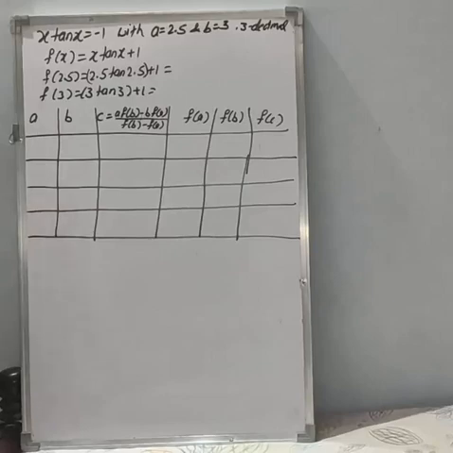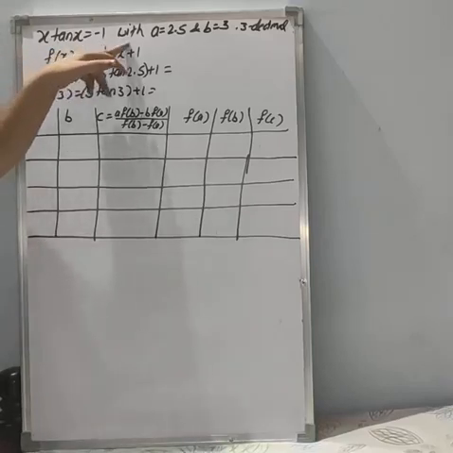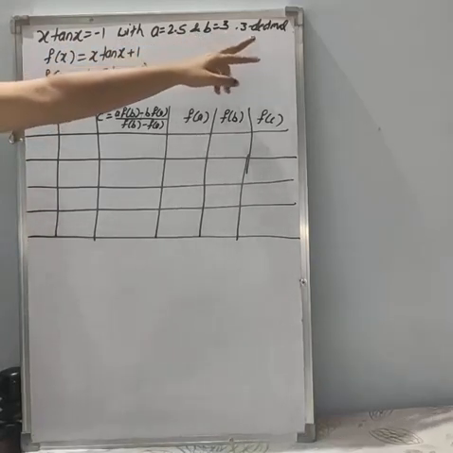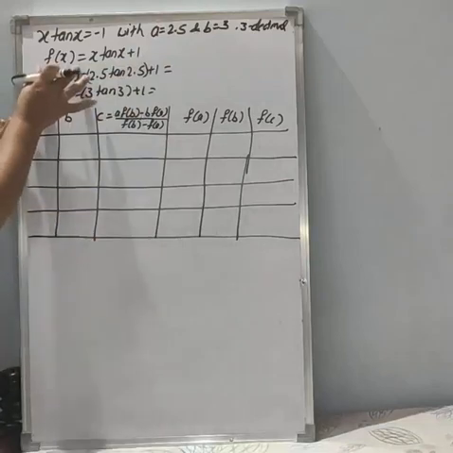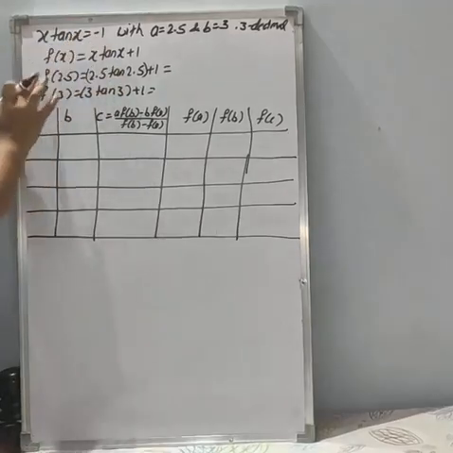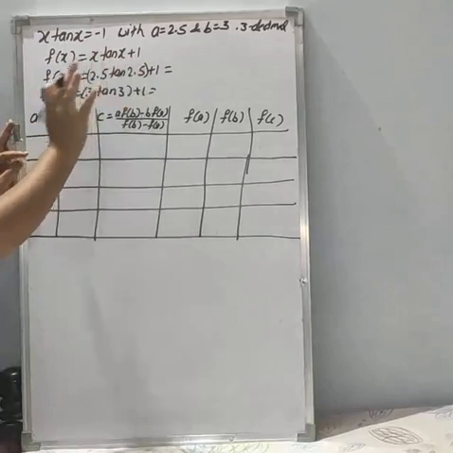Okay. So here our next question is: find the approximate root of the equation x tan x = -1 with a = 2.5 and b = 3, corrected to 3 decimal places. Here we have f(x) = x tan x. Bring the -1 to this side, and you will get +1, so f(x) = x tan x + 1.